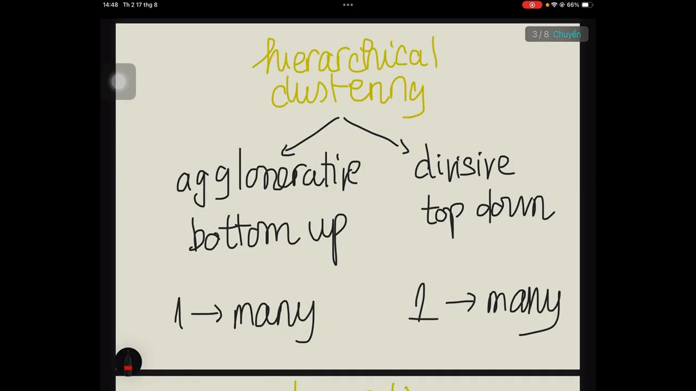There are two major approaches: agglomerative clustering and divisive clustering. The easiest way to remember the difference is agglomerative means bottom up and divisive means top down. Agglomerative starts with many small clusters and gradually combines them. Divisive starts with one large cluster and gradually splits it apart. So they are essentially moving in opposite directions.